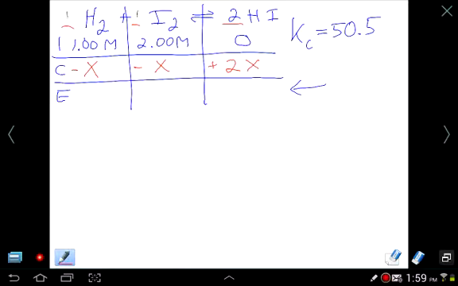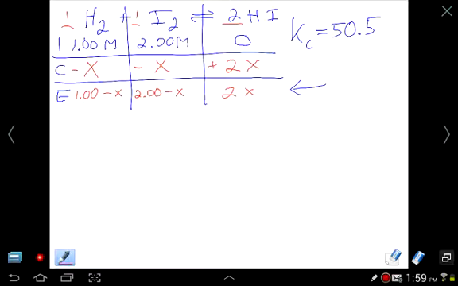So for every one of H2 that we lose, we gain 2 HI. And then in the equilibrium box, we can combine these two. So down here we can put 1.00 minus x. Here we can put 2.00 minus x. And here we can put 2x. Now, because we only have one variable, we can actually solve for x. And that's the beauty of it.